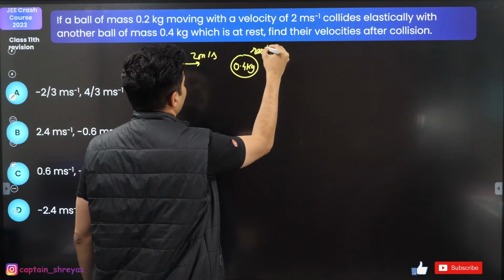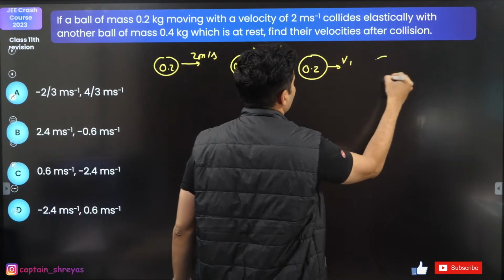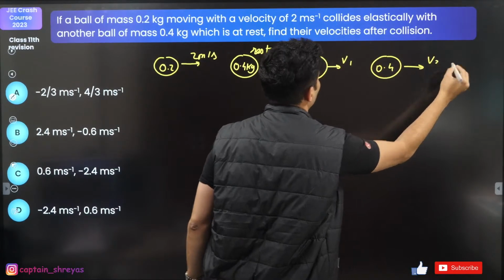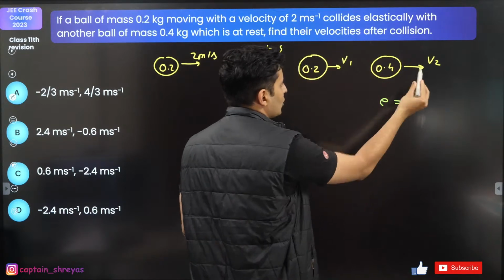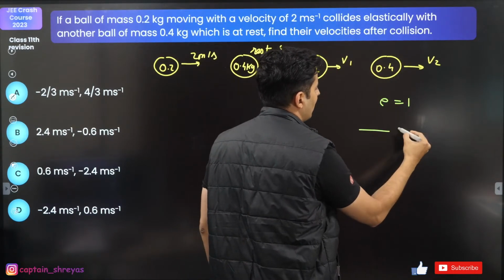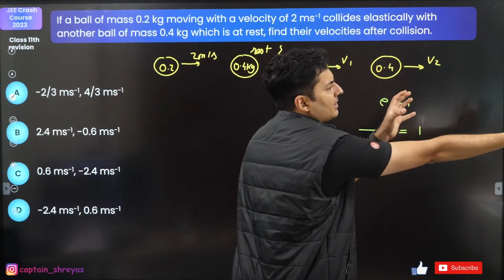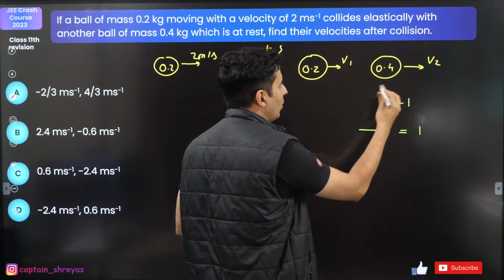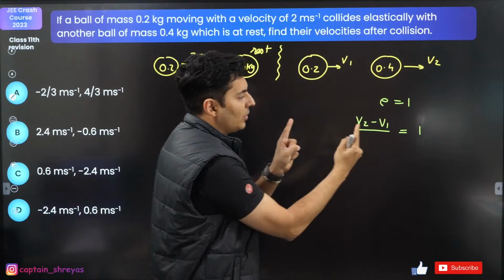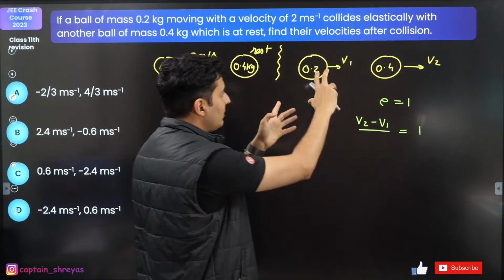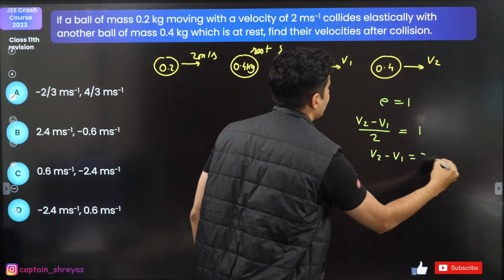This is at rest. After the collision, this 0.2 will have some speed v1, this 0.4 will have a speed v2. Because it is elastic collision, e is 1, so relative velocity of separation upon approach is 1. v2 will be faster, obviously, because after it hits the next mass will go faster. So v2 minus v1 is the speed of separation. Both are going like this, so the relative speed will be bigger speed minus smaller speed. Approach speed will be just 2, so v2 minus v1 is basically 2.